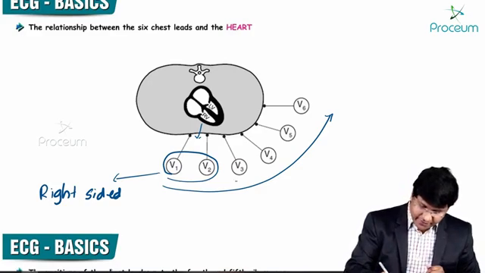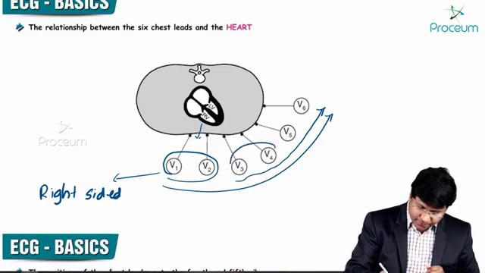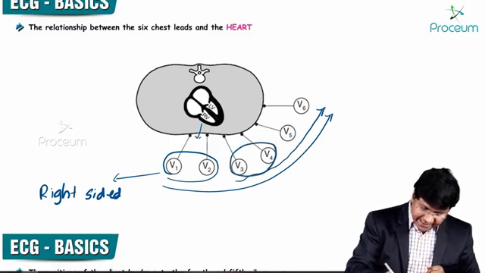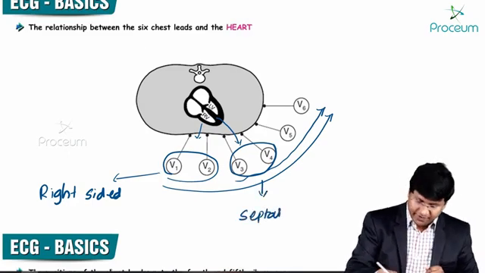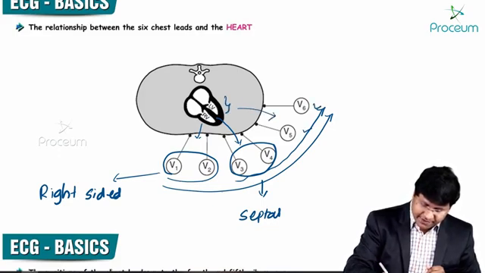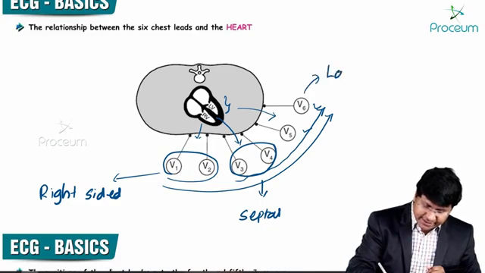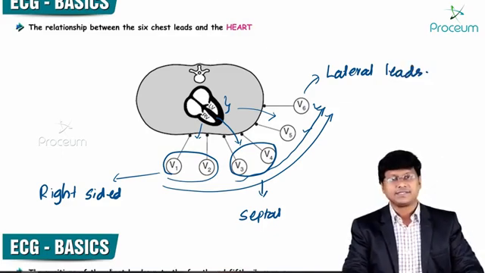And V3, V4, V5, V6. V3 and V4, they are picking up the electrical activity from the septum. These are called septal leads. V4 and V5 and V6, they are picking up the electrical activity from the lateral wall. So V5, V6, they are called as lateral leads.